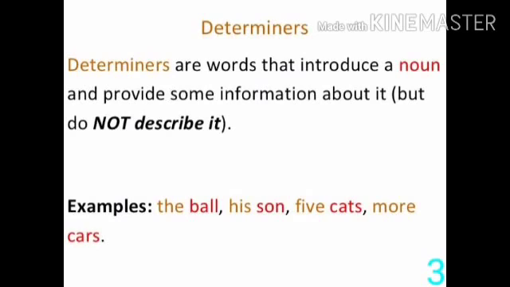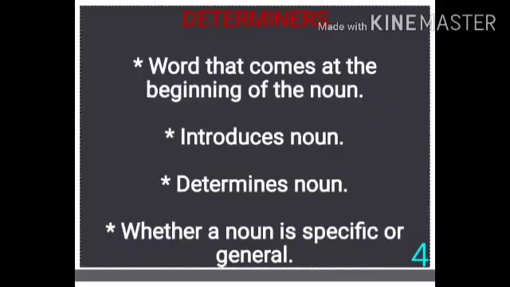So, what are determiners? Determiners are words that introduce a noun and provide some information about it but do not describe it. It means a determiner is a word that precedes and modifies a noun. They are function words. For example, the ball, his son, 5 cats, more cars. So here the words the, his, 5 and more are determiners which are introducing a noun whether singular or plural.